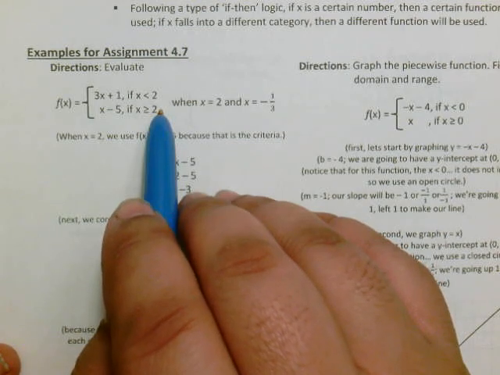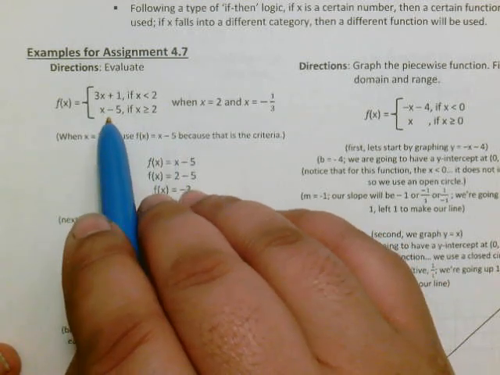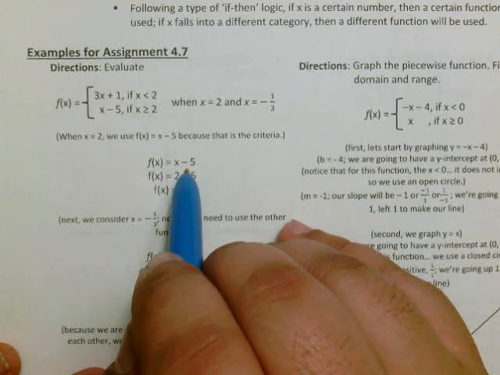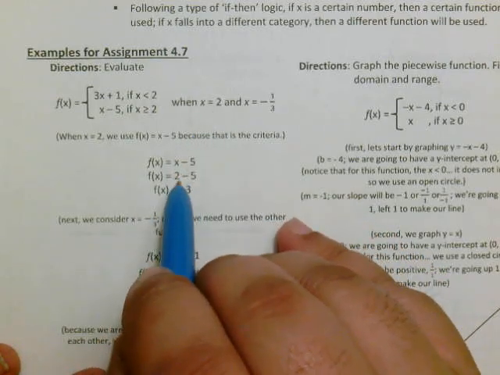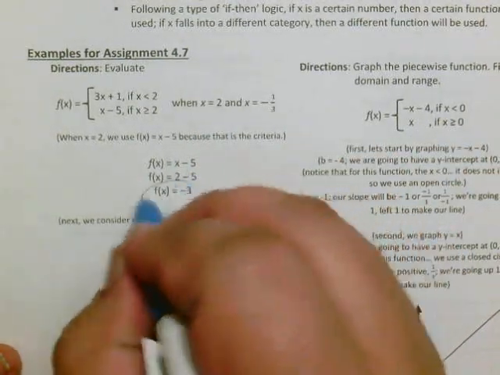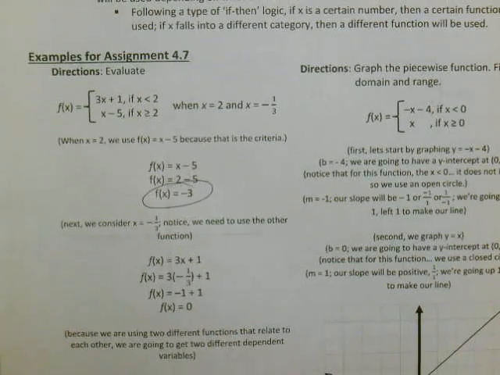Now, all I'm going to do is use this bottom equation, x minus 5. I'm going to substitute the 2 where the x goes, and I get my answer, -3. That's all there is to it. You don't have to do it twice. All they want you to know is which piece of the function you are supposed to be using.